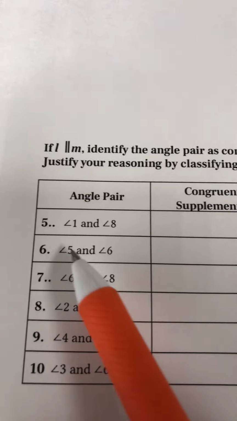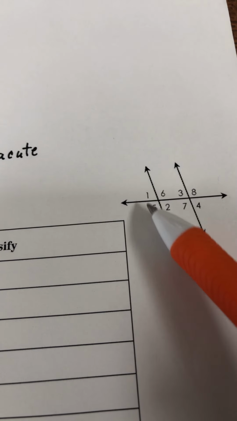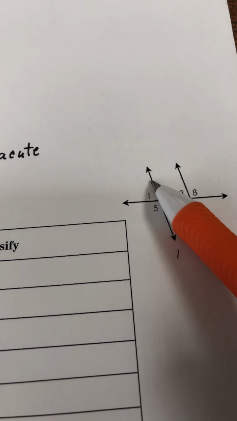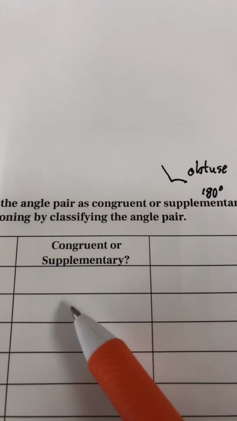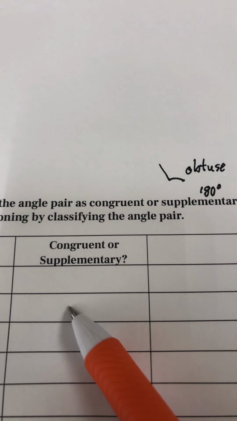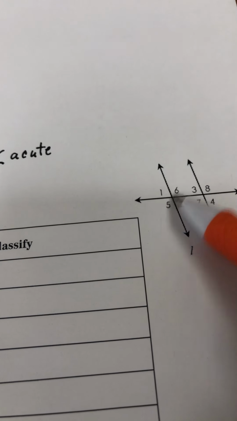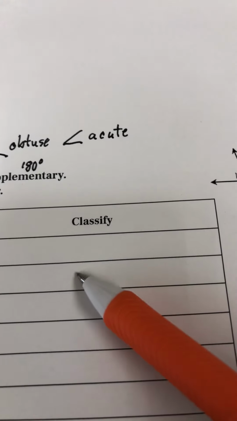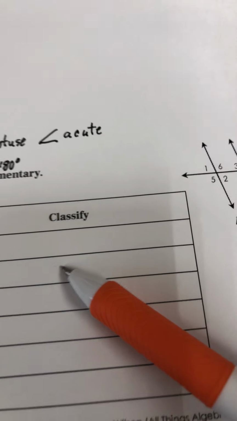Moving on to number 6, angle 5 and angle 6. Angle 5 and angle 6 are right here. Notice this one is obtuse and this one's obtuse. So they're both obtuse. Does that make them congruent or supplementary? And then classify these angles that are right across from each other. There's a word for that. It starts with a V. What kind of angles are they? I'm going to put that here in number 6.